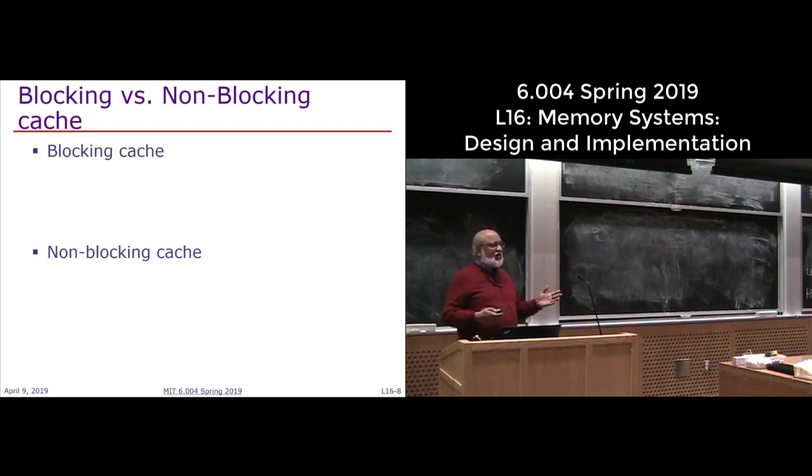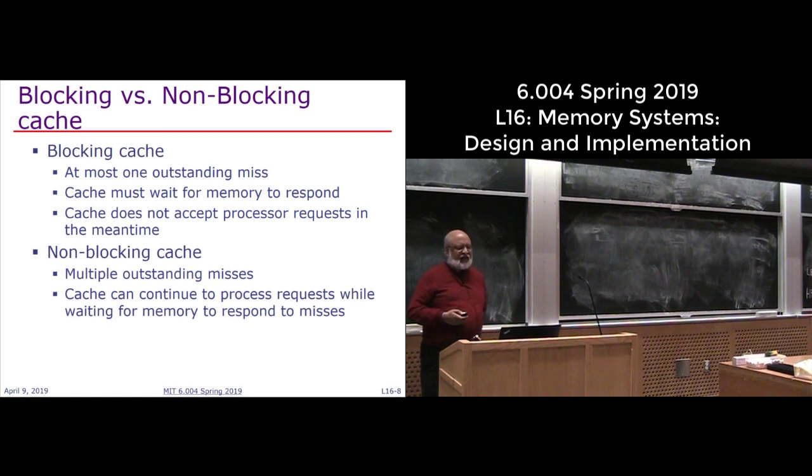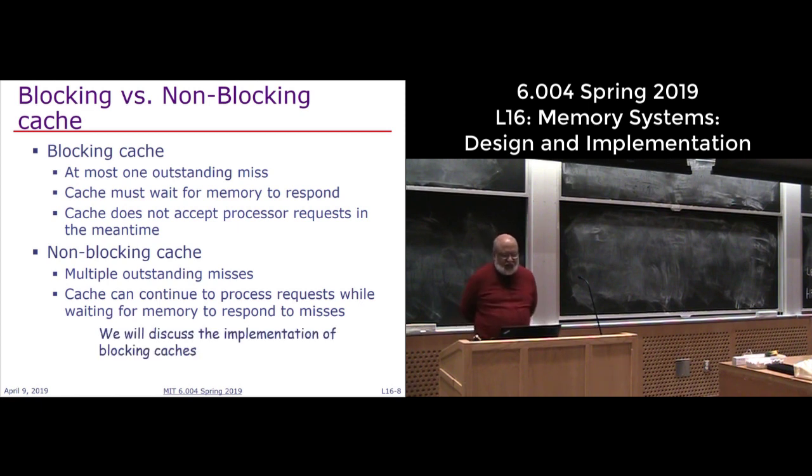So if we have non-blocking caches, we'll have a whole set of new problems, and unfortunately we don't have time in this class to get to that level of detail. But the thing you have to remember is we'll be focusing on blocking caches. At most one outstanding request at a time. The cache must wait for the memory to respond. The cache does not accept any more processor requests. And in non-blocking caches, multiple outstanding misses are processed simultaneously. Okay.